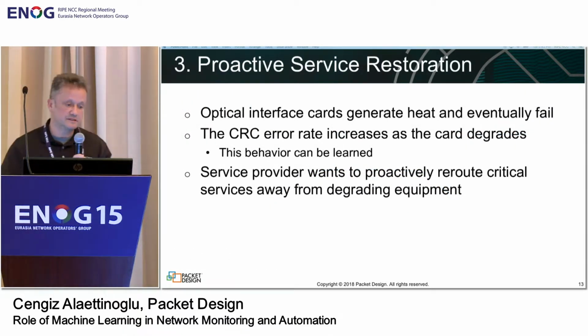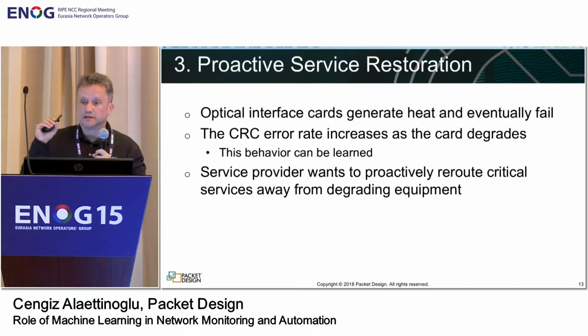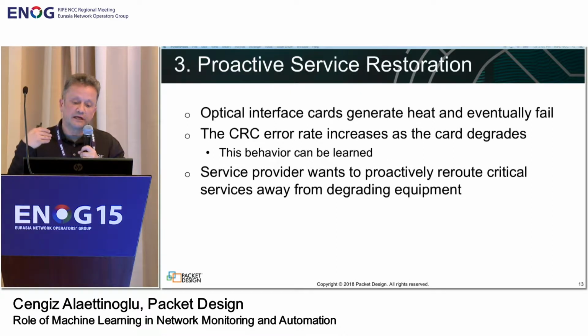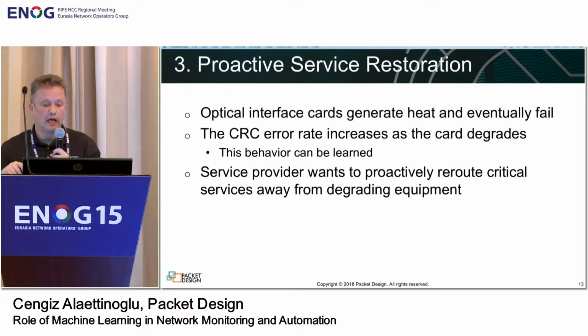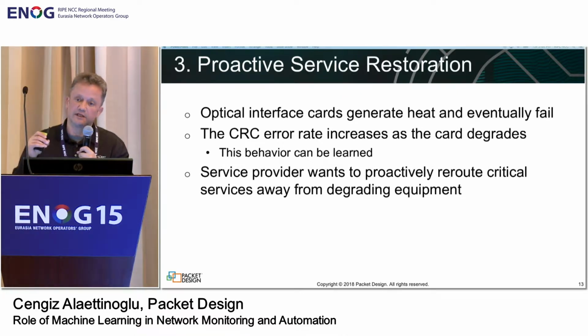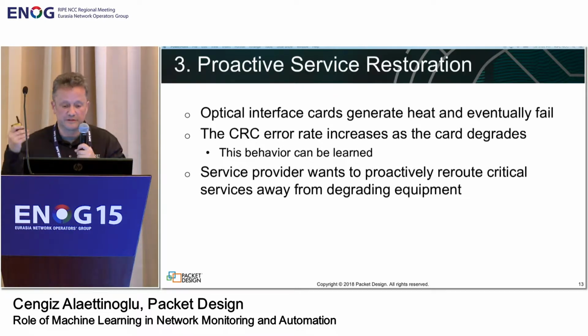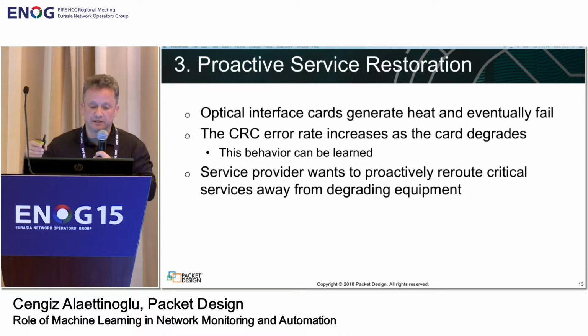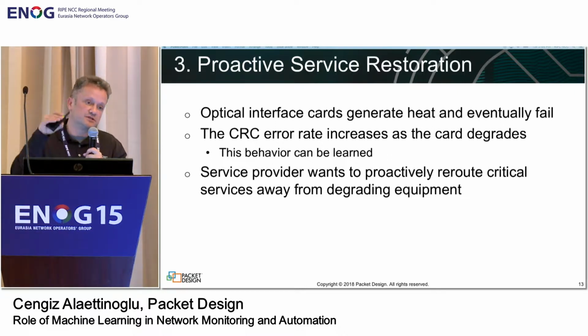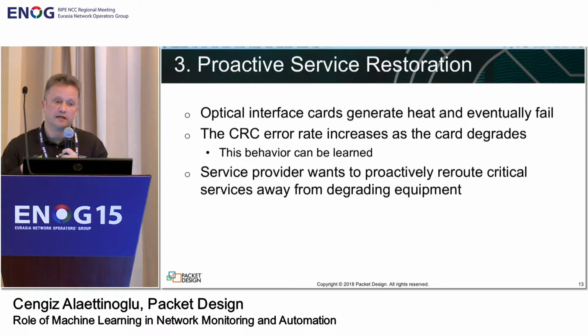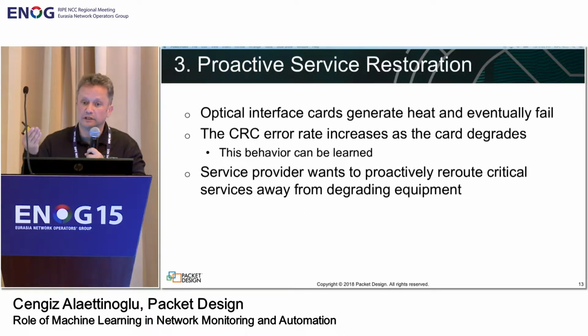An interesting use case is the third one, proactive service restoration. In this case, it's about predicting that interface cards will fail. Wide area optics generate heat. The lasers have to tune up, heat up, and cool down, and so forth. And as they generate heat, eventually they will die because, it's physics. You generate heat, eventually you'll degrade, and then eventually it will die. And during this time, the CRC errors keep increasing. Having lots of CRC errors on a wide area link means this interface is likely to die at some point in the future.